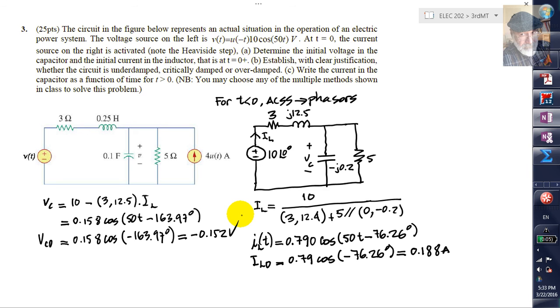Negative 0.152 volts. That means that it's upside down with respect to the polarity that we chose in the circuit. That completes part A of this exercise.